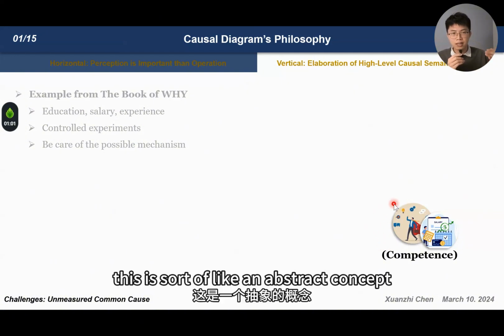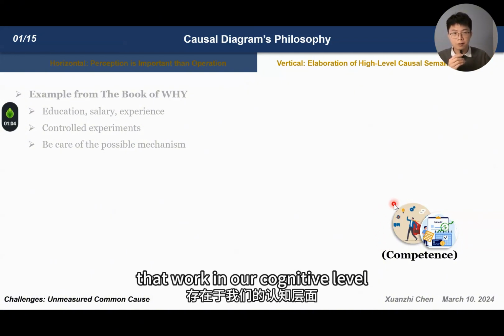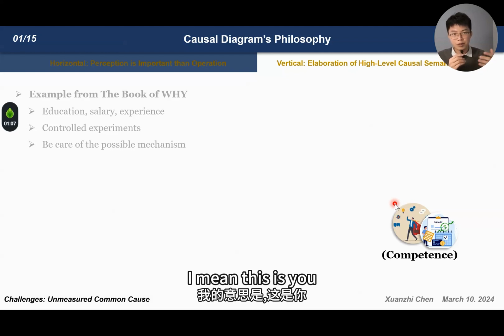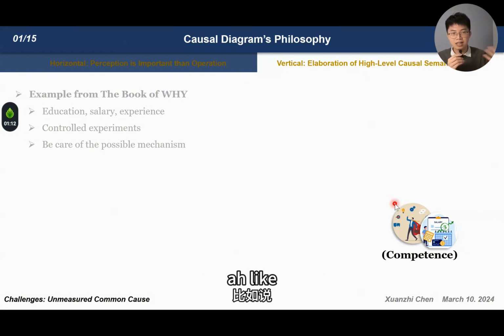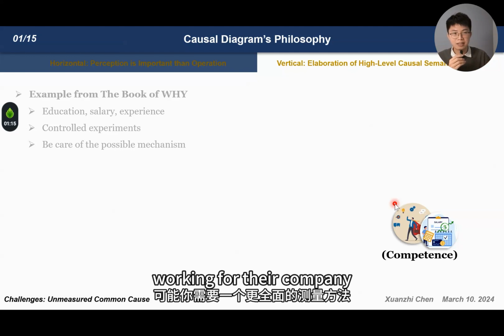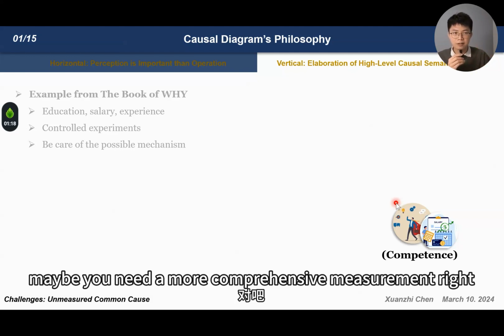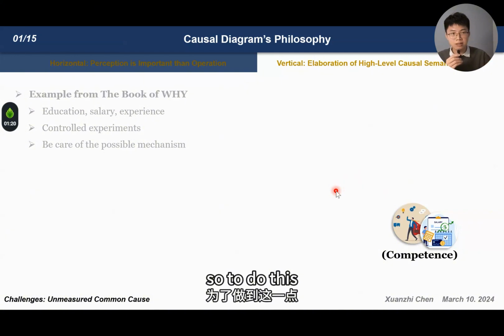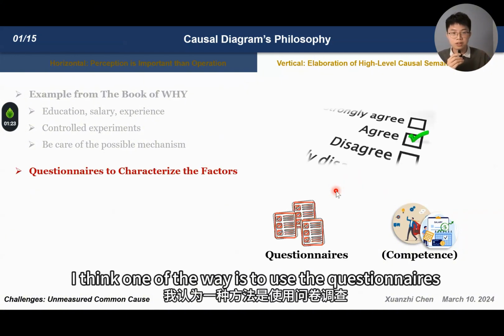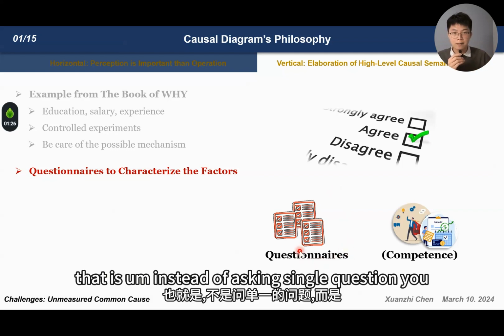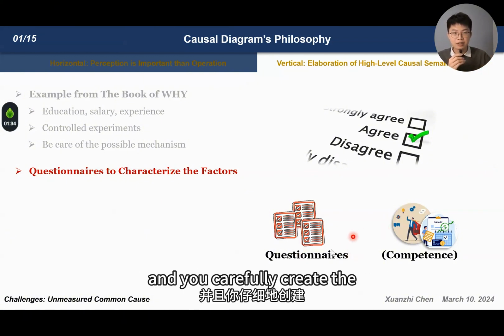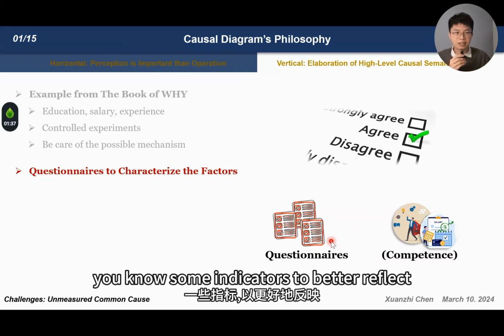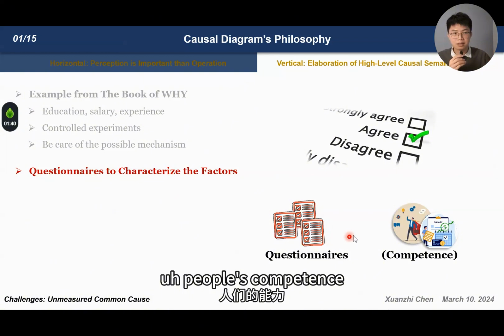This is sort of an abstract concept working at our cognitive level. You maybe couldn't simply collect data to measure this, like asking how many years people have been working for their company. Maybe you need a more comprehensive measurement, right? So to do this, I think one way is to use questionnaires. That is, instead of asking a single question, you ask multiple questions from multiple dimensions, and you carefully create some indicators to better reflect a person's competence.